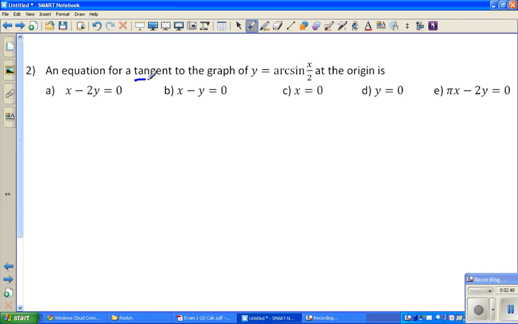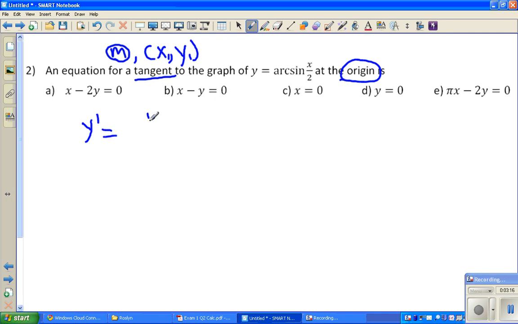Now, number 2. In this case, once again, we are looking for the tangent to the graph. Now, as soon as we're looking for a tangent to the graph, we'll be looking at 2 things: slope and the point. Now, the point we know because it mentioned the origin. We just need to find out the slope. How are we going to find the slope? We will just have to find out the y prime. What is the y prime in this case?